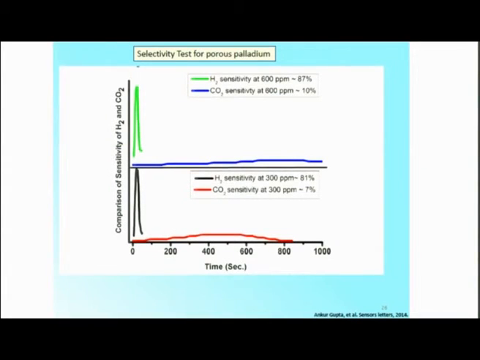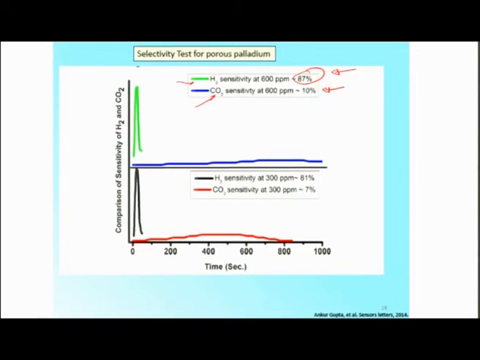We have also investigated the sensor for the selectivity towards H2. Let us say there is an ambience created through two different gases, H2 and CO2, and we see that if we induce both the gases at 600 ppm, what is going to be the effect? We can see that the percentage change in the resistivity due to hydrogen is 87%, whereas that due to CO2 is only 10%.